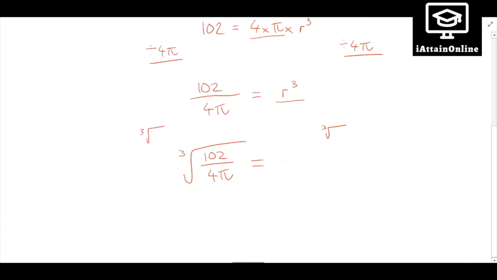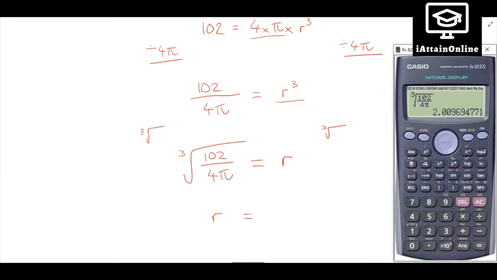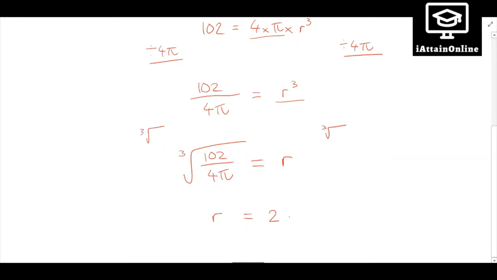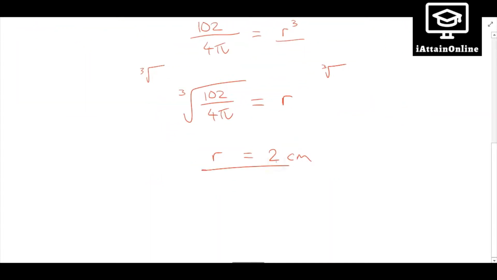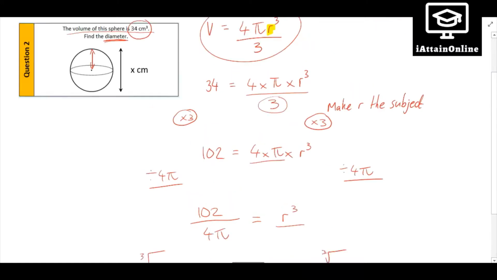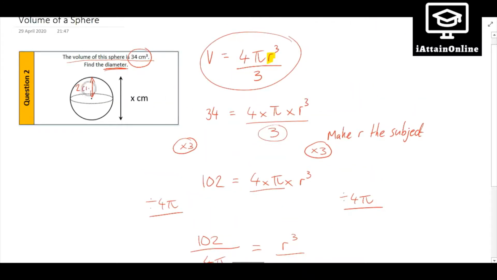Oh, I should have written equals r. And then I'm just going to switch these things around. So r is equal to 2.00, and then check the units, that was centimeters. We've now found the radius, so I know that this length here was 2 centimeters. Remember, the question is asking me to find the diameter. So if the radius is 2 centimeters, we're going to multiply that by 2. So x is equal to 4 centimeters. And that's your final answer.